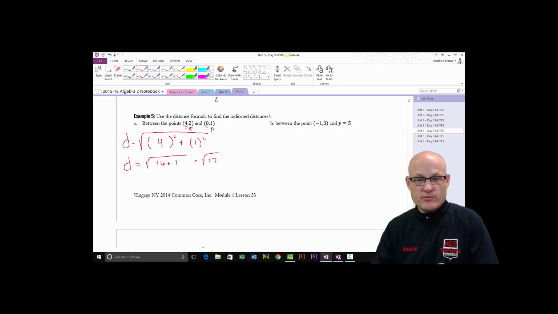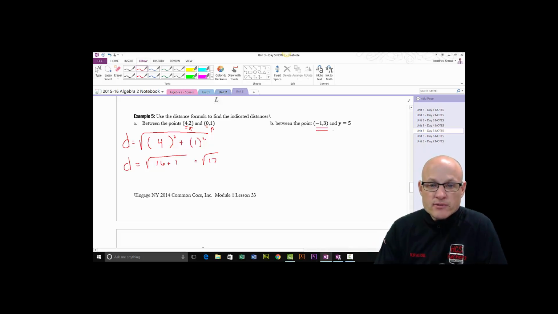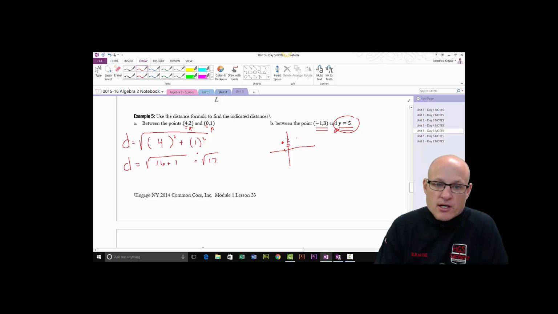Now I want to find the distance between this point and the line y equals 5. Well, how in the world am I going to do that? Sometimes it might be in your best interest to graph it. What would it look like if I graphed this? Negative 1, 3. That's right about there. And where's this line? Y equals 5. Isn't that this line? You see, I don't need a new computer, my goodness. This is the line y equals 5 right here, right?